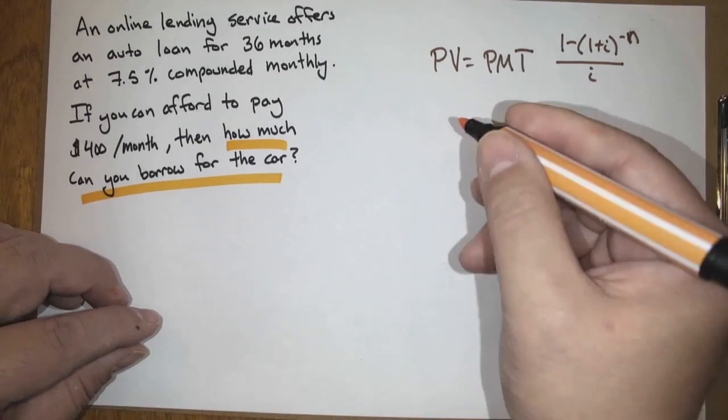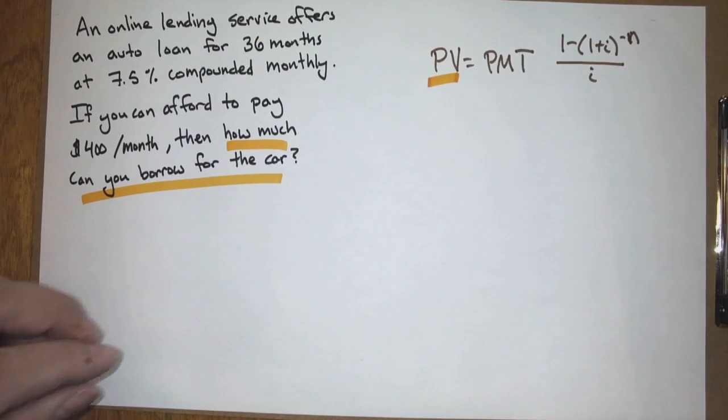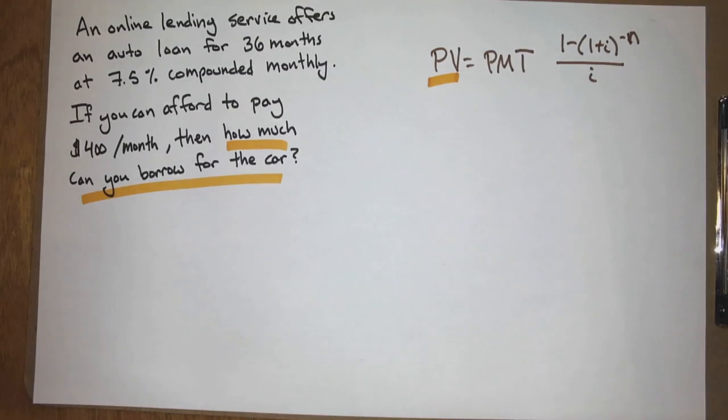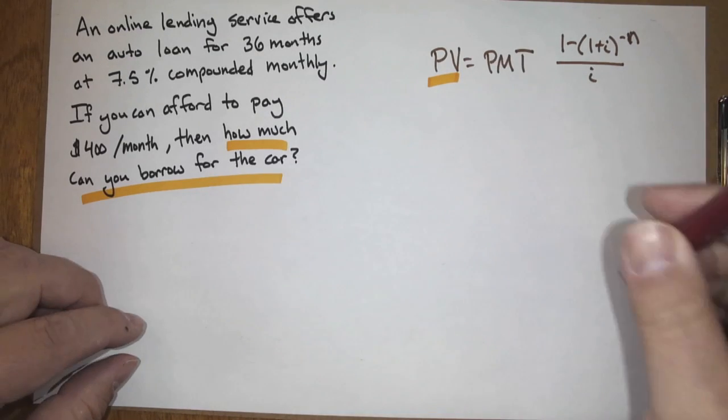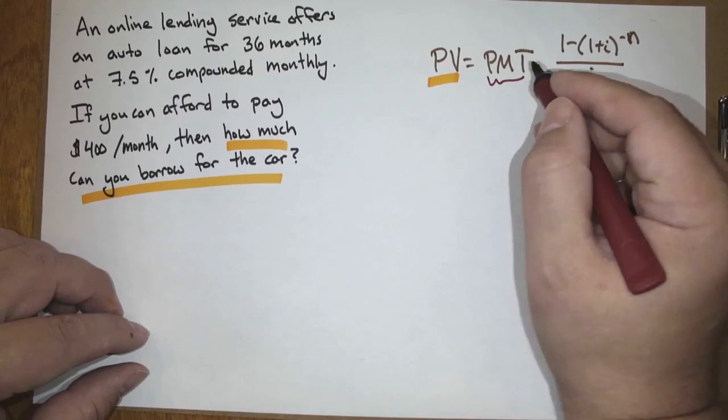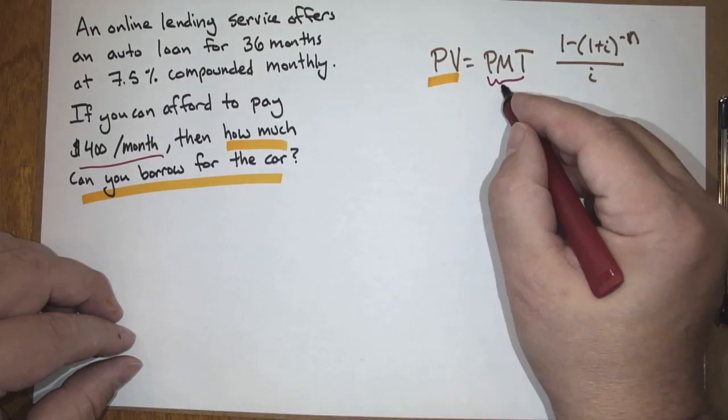So what are we looking for? Well, we're looking for the only thing we haven't talked about, the present value. So what's happening is we're trying to figure out, hey, this is how much we can afford to pay. How much can we afford to borrow? And that's the amount that they're going to give us. That's the present value of those $400 payments made over the next 36 months. So I've already talked about a bunch of these pieces. The payment is here, that's 400.